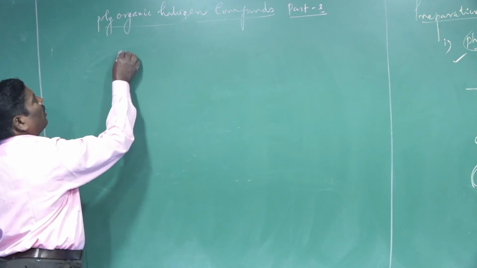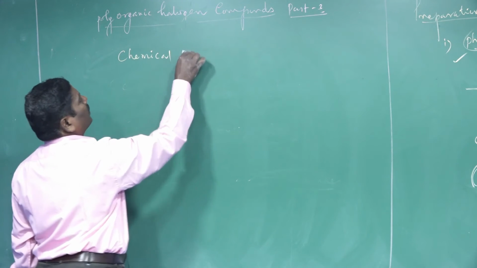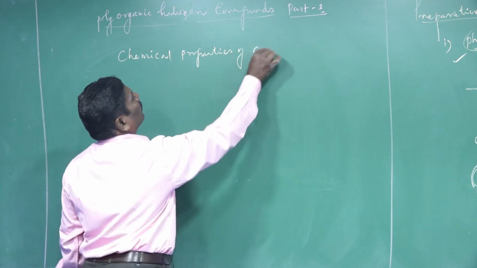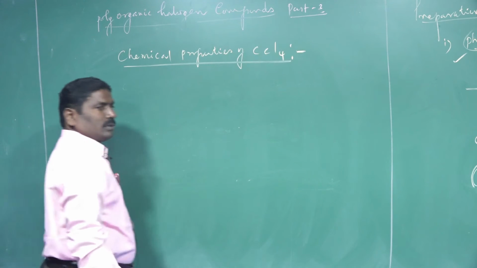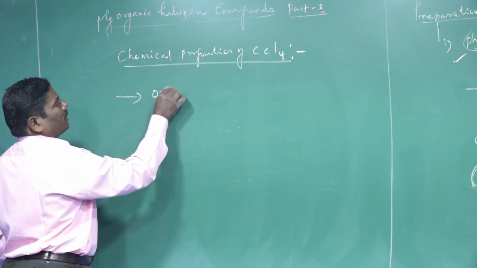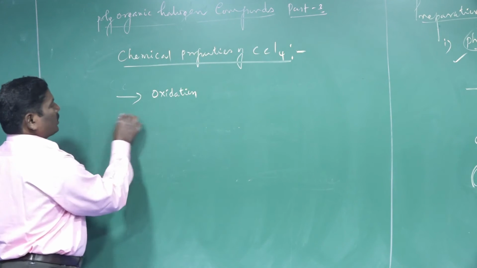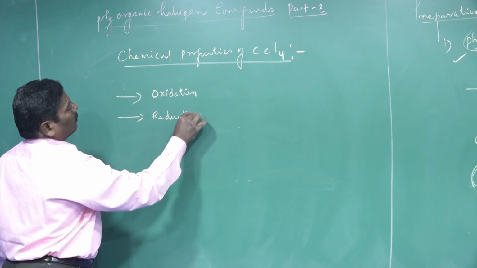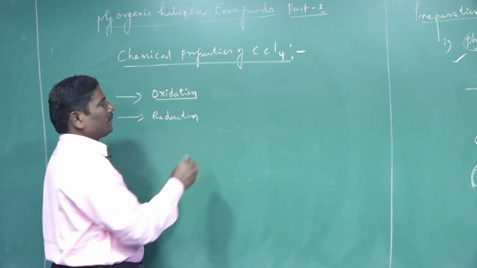Next, the chemical properties of carbon tetrachloride. The first chemical properties are oxidation and reduction. Now you take, for example, oxidation, you know that it is the addition of oxygen.